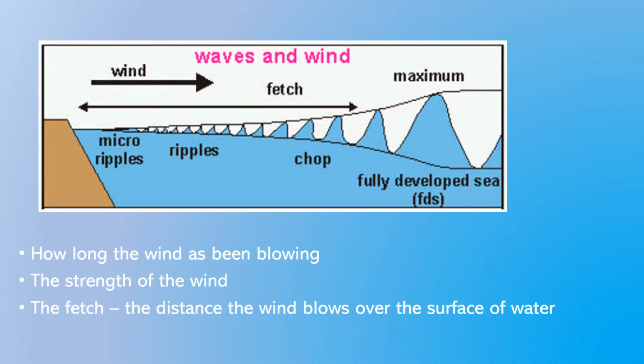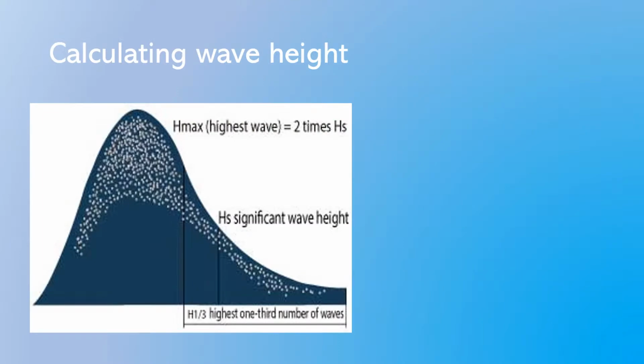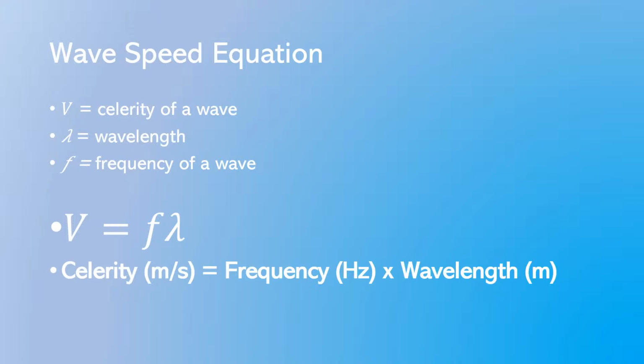The size and energy of a wave is influenced by how long the wind has been blowing, the strength of the wind, and the fetch, which is the distance the wind blows over the surface of water. Wave height is often determined by using significant wave height, which equals an average of the top 1/3 of wave heights. To calculate wind speed, we use the wave speed equation. Celerity, which is another word for speed, equals the frequency times the wavelength.